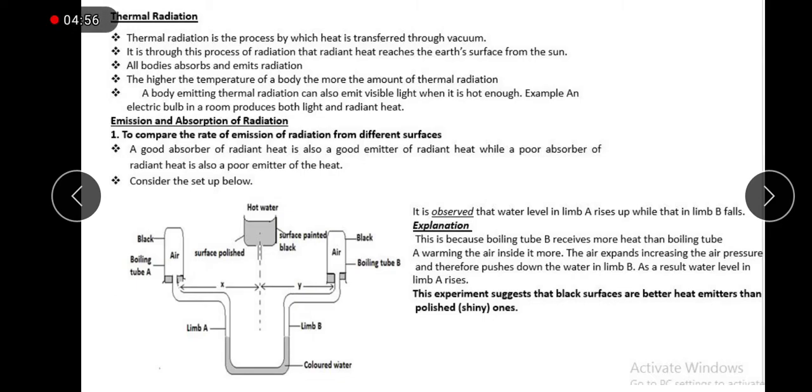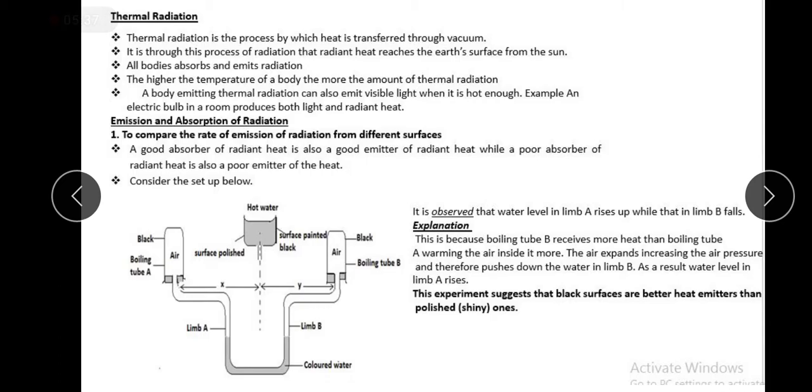Now, I want to explain why that observation was made. The explanation says that this is because tube B received more heat than tube A, warming the air inside it more. The air expands. Now when the air expands, it increases the air pressure and therefore pushes down the water in B. As a result, the level in limb A rises up.